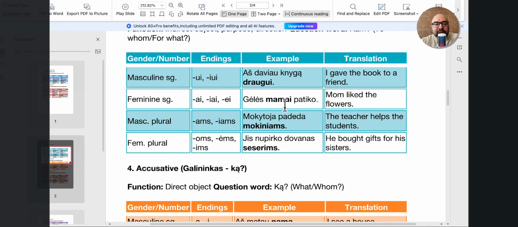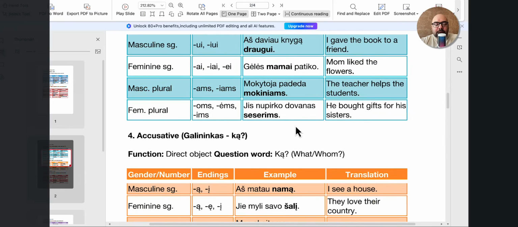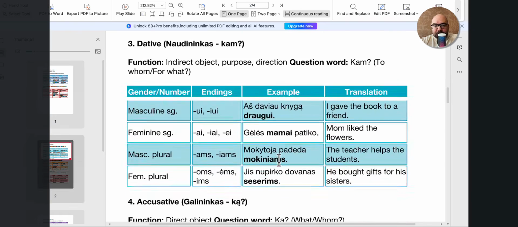To whom was that liking? To the mother. This liking happened of flowers, right? Mokytoja padeda mokiniams, to whom the teacher helps. The teacher helps the students, right? And so forth. Then the accusative case, which is commonly mistaken with the genitive case in the Lithuanian language.